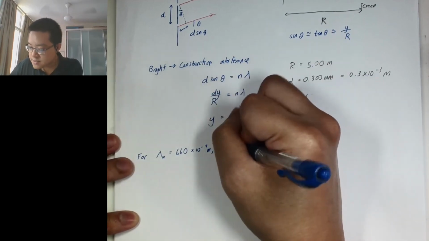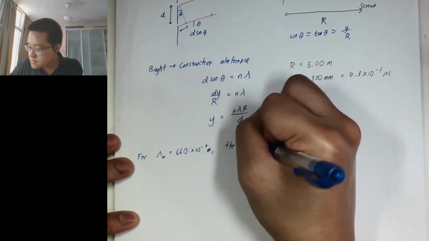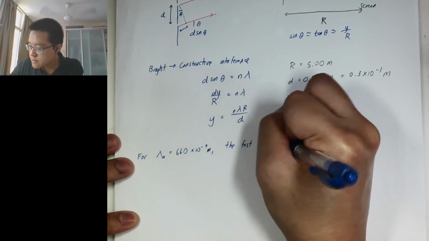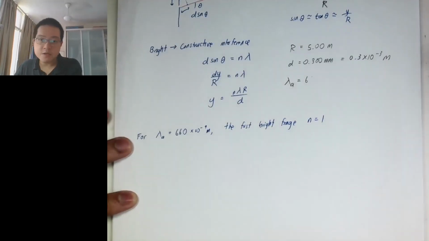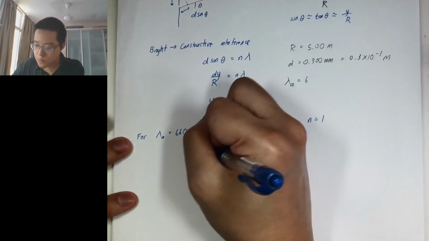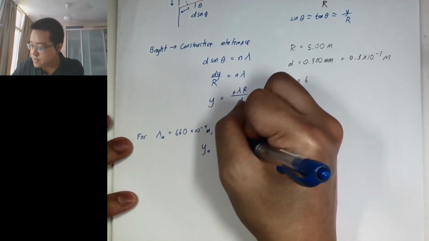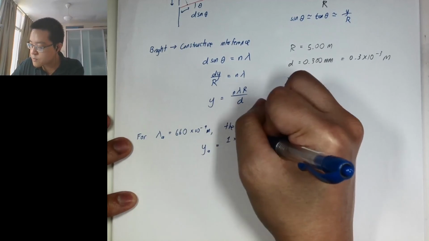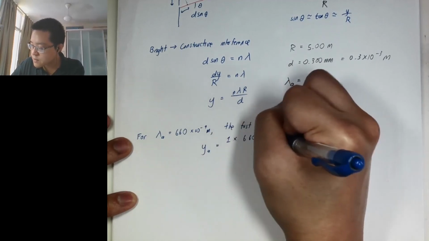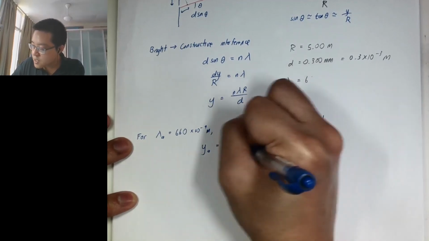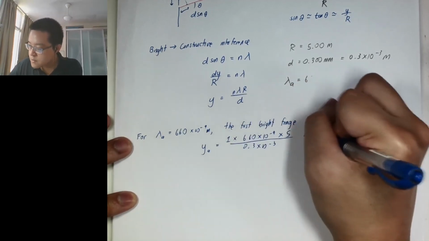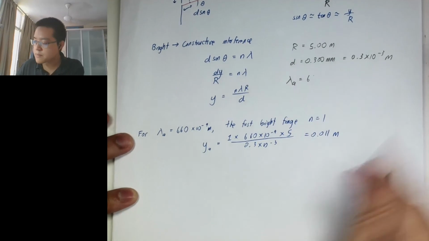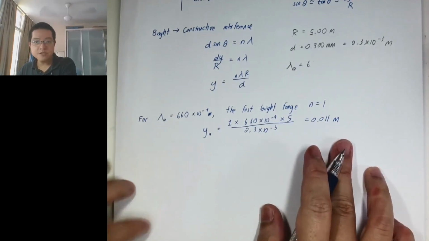then the first bright fringe is where you use n equals 1, right? So my y position at A is just 1 times the wavelength, so 660 times 10 to the minus 9, and then the distance is r, and then the d is 0.3 times 10 to the minus 3. You get this position for the first bright fringe.